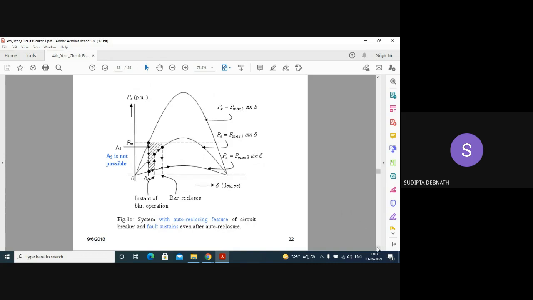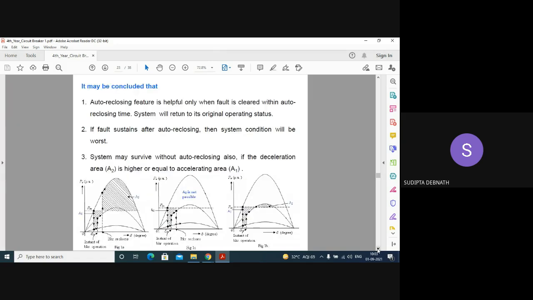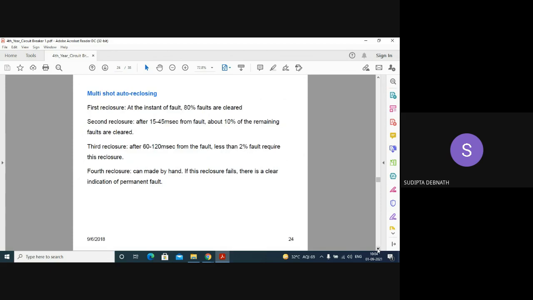So the auto-recloser must be there after the clearance of the fault. It may be concluded that the auto-reclosing feature is helpful only when the fault is cleared within the auto-reclosing time. The system will return to its original operating status. If the fault sustains after auto-reclosing, the system condition will be worst. The system may survive without auto-reclosing also if the decelerating area is higher than or equal to the accelerating area. Please go through the chapter on power system stability, and you will be able to understand.